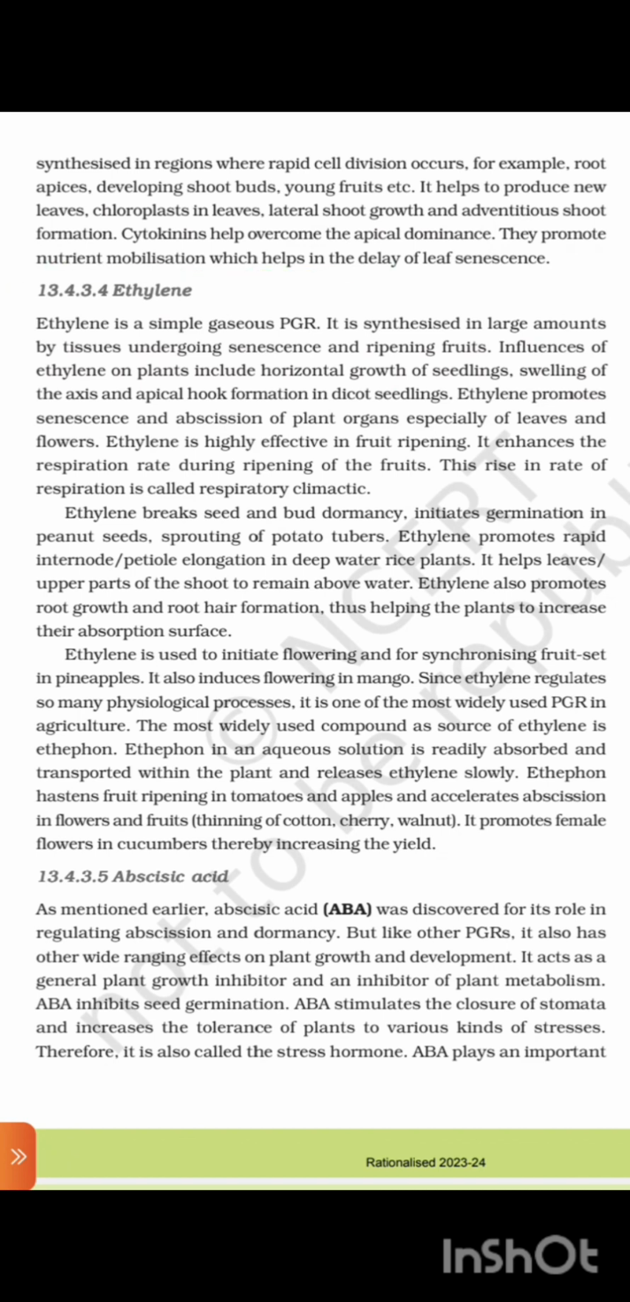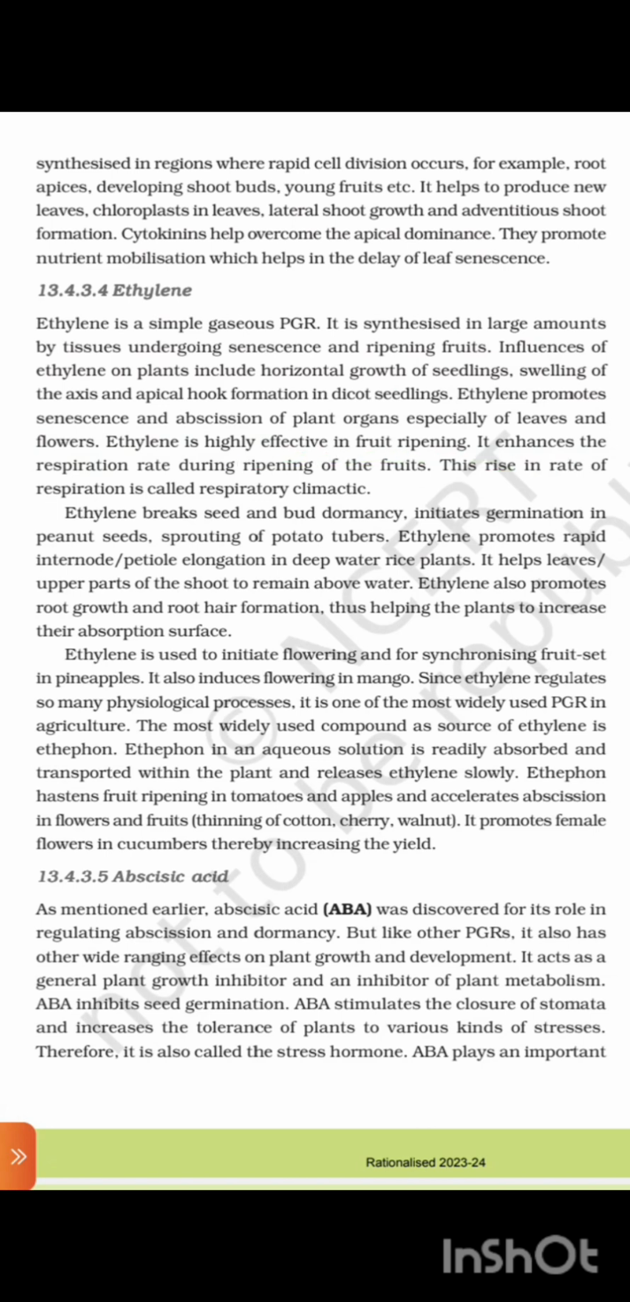They promote nutrients mobilization which helps in the delay of leaf senescence. 13.4.3.4 Ethylene. Ethylene is a simple gaseous PGR. It is synthesized in a large amount by tissue undergoing senescence and ripening fruits. Influences of ethylene on plants include horizontal growth of seedling, swelling of axis and apical hook formation in dicot seedling. Ethylene promotes senescence and abscission of plant organs, especially of leaves and flowers.